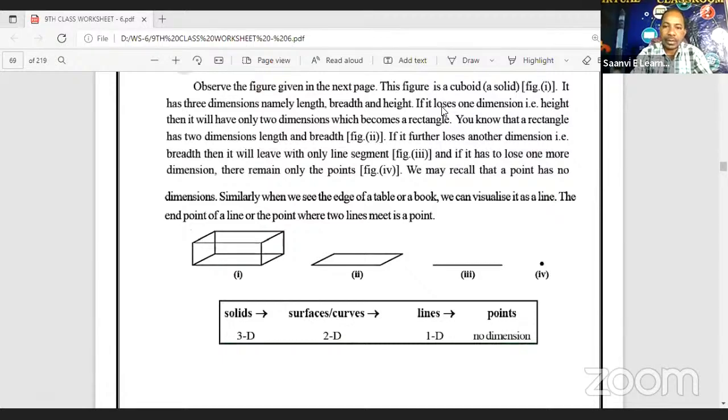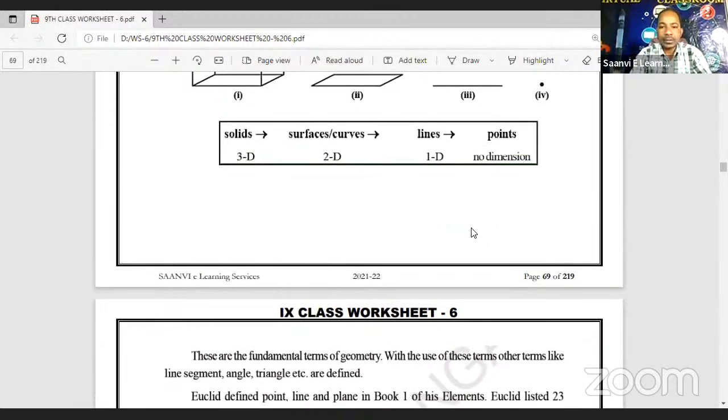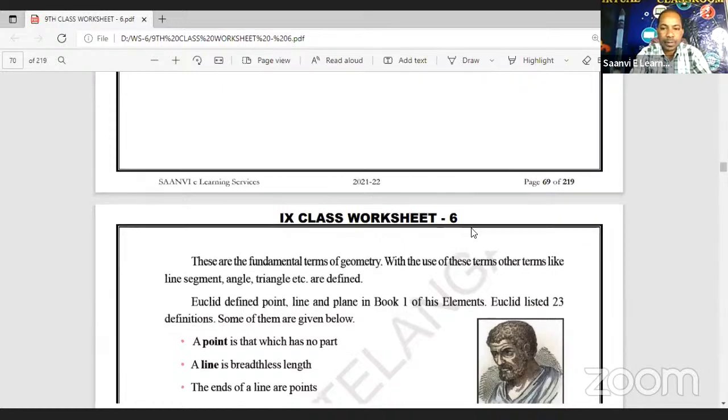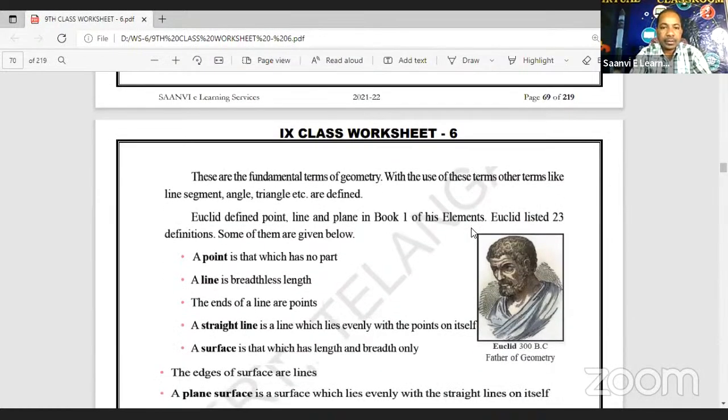So it becomes a point. So a point has no dimension. Okay, children, there is no dimension in points. So about a point, line, and about surface, he has given some definitions here. What is a point? What is a line?